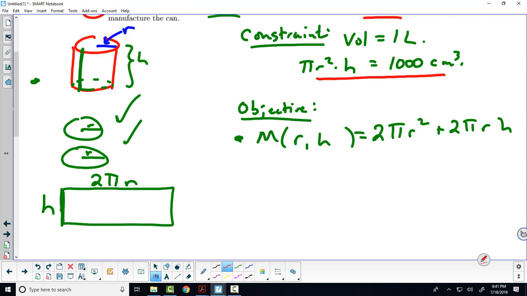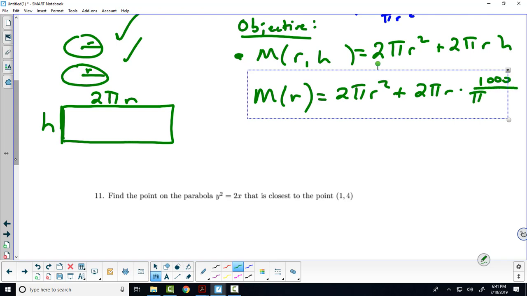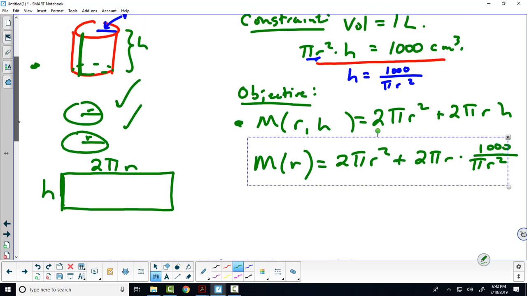Who's easiest to solve for in this problem? We don't want a square root. Yeah, I don't want to introduce a square root here, so let's go ahead and solve for h. So this gives us that h is equal to 1,000 over pi r squared, dividing this pi r squared over to the other side. So at long last, we can write the amount of material as just a function of one variable r. It would be 2 pi r squared plus 2 pi r times 1,000 over pi r squared, right?